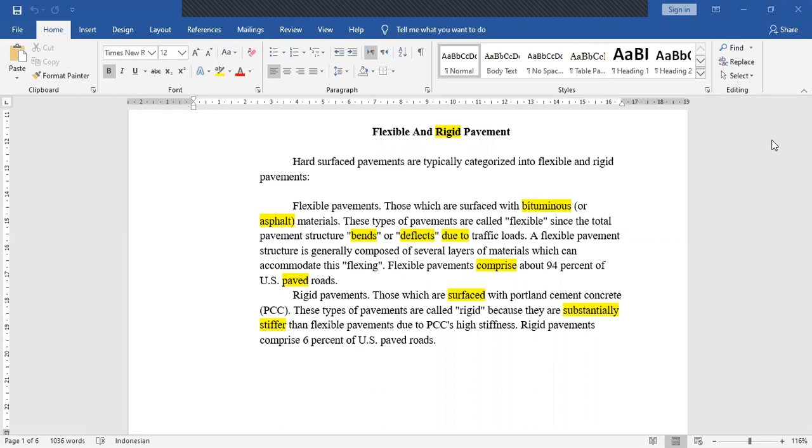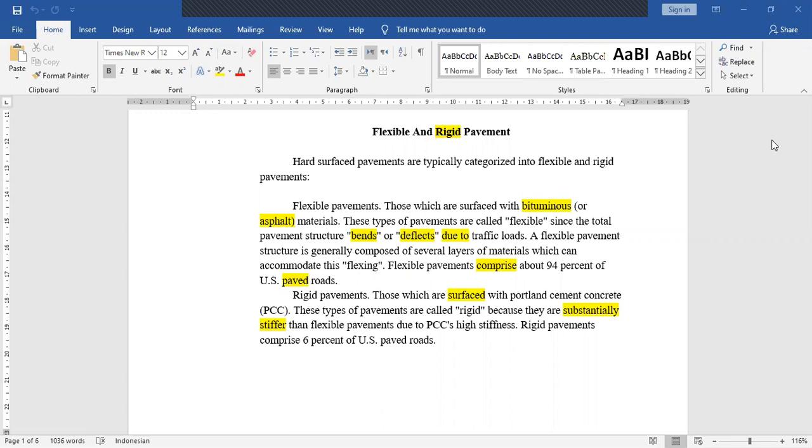A flexible pavement structure is generally composed of several layers of materials which can accommodate this flexing. Flexible pavements comprise about 94% of US paved roads.